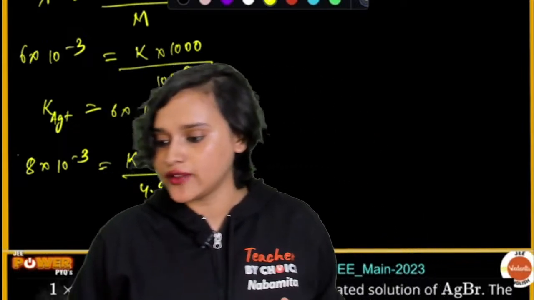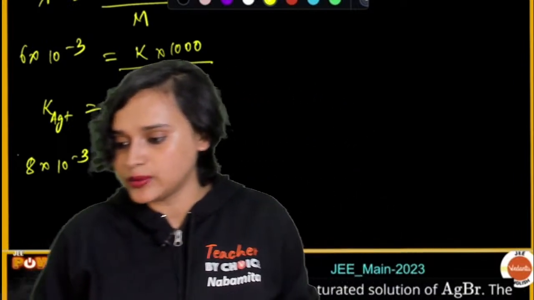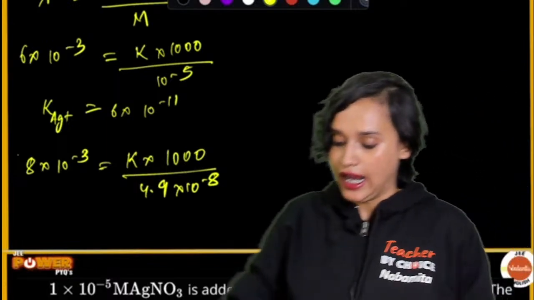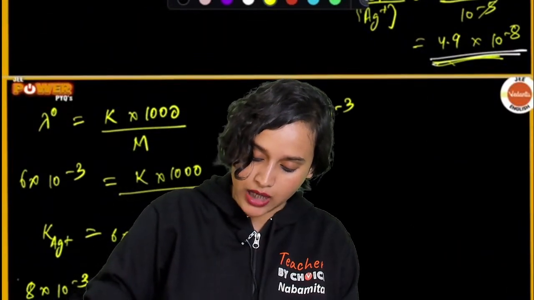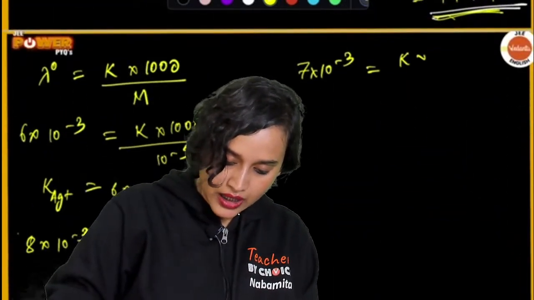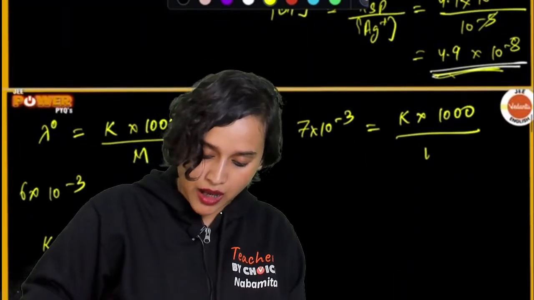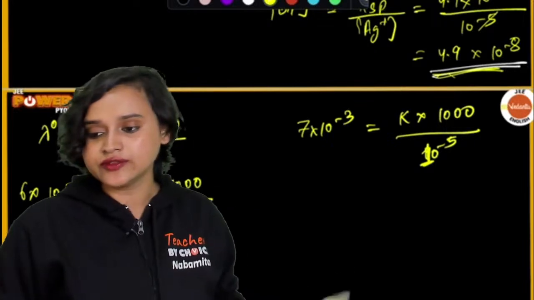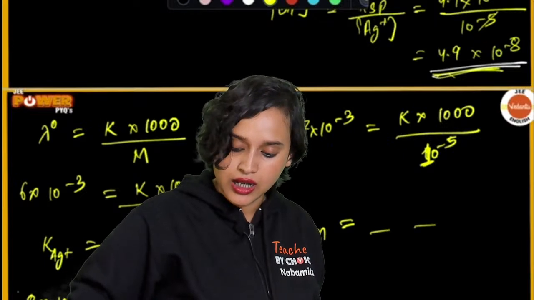This time how much are you getting, everybody? Yes, Aravindan. Yes, Creo. Yes, Vishwajit Pal. Yes, John Rufus. Everybody. You are right. 6 into 10 to the power minus 11. Now calculate this. This is for Br minus. And similarly, now finally, you will also calculate for 7 into 10 to the power minus 3 is equal to K into 1000 divided by, what is your M here? 10 to the power minus 5. Calculate all of them.